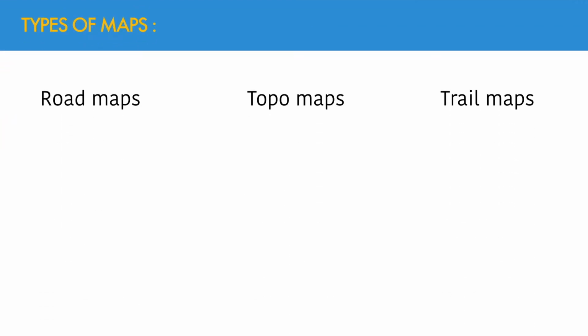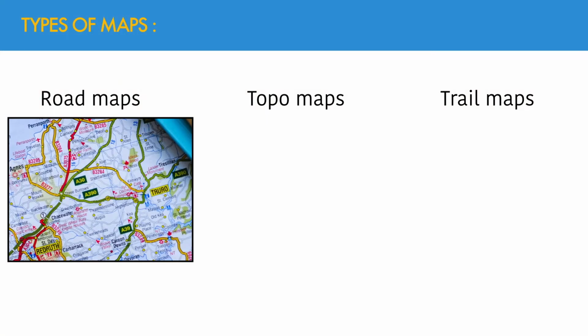So let's start with the 3 types of maps. The first type is the road maps. These types are great for getting you from home to the starting point of your trail, or the trailhead, because they show you only where a vehicle can access. So in this course we will not discuss it.